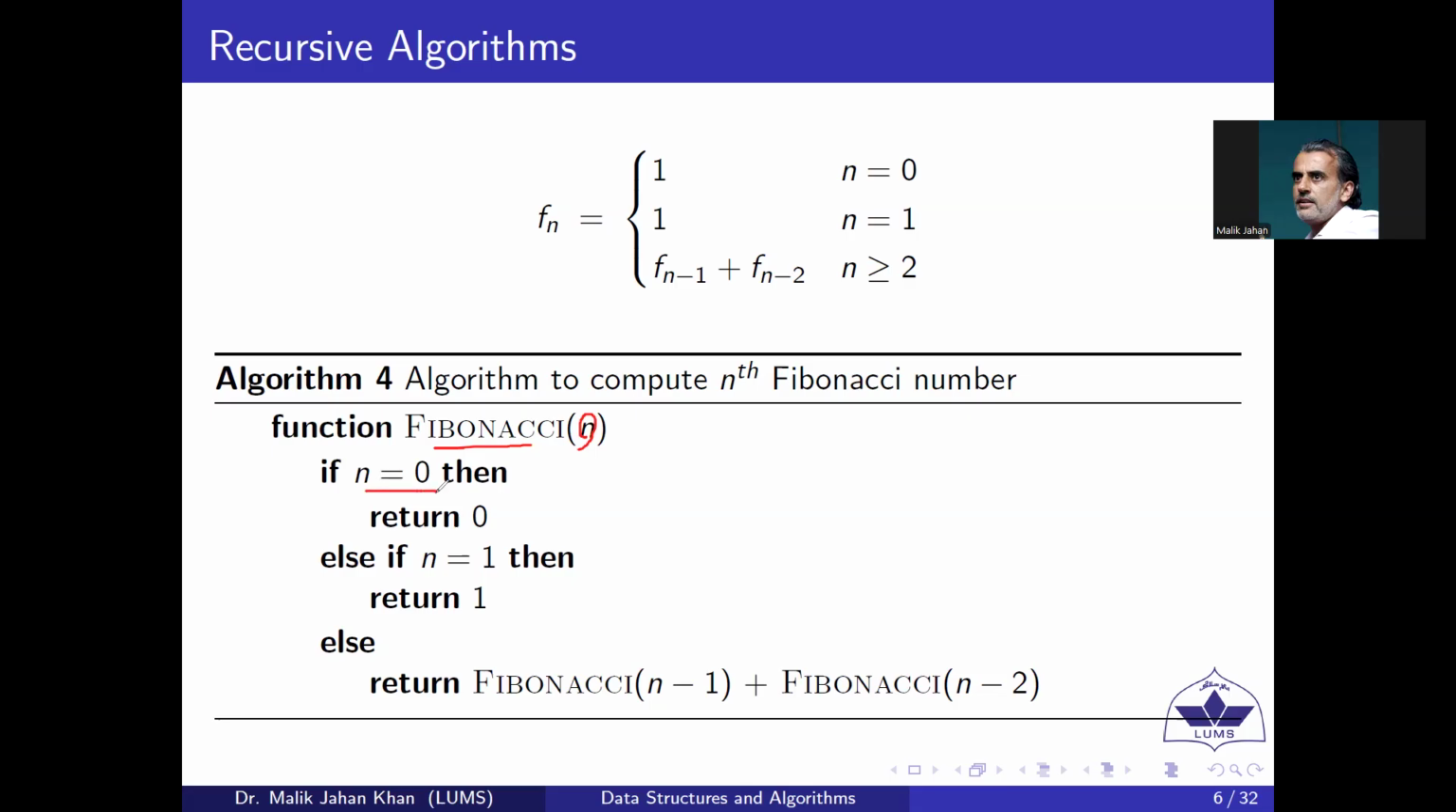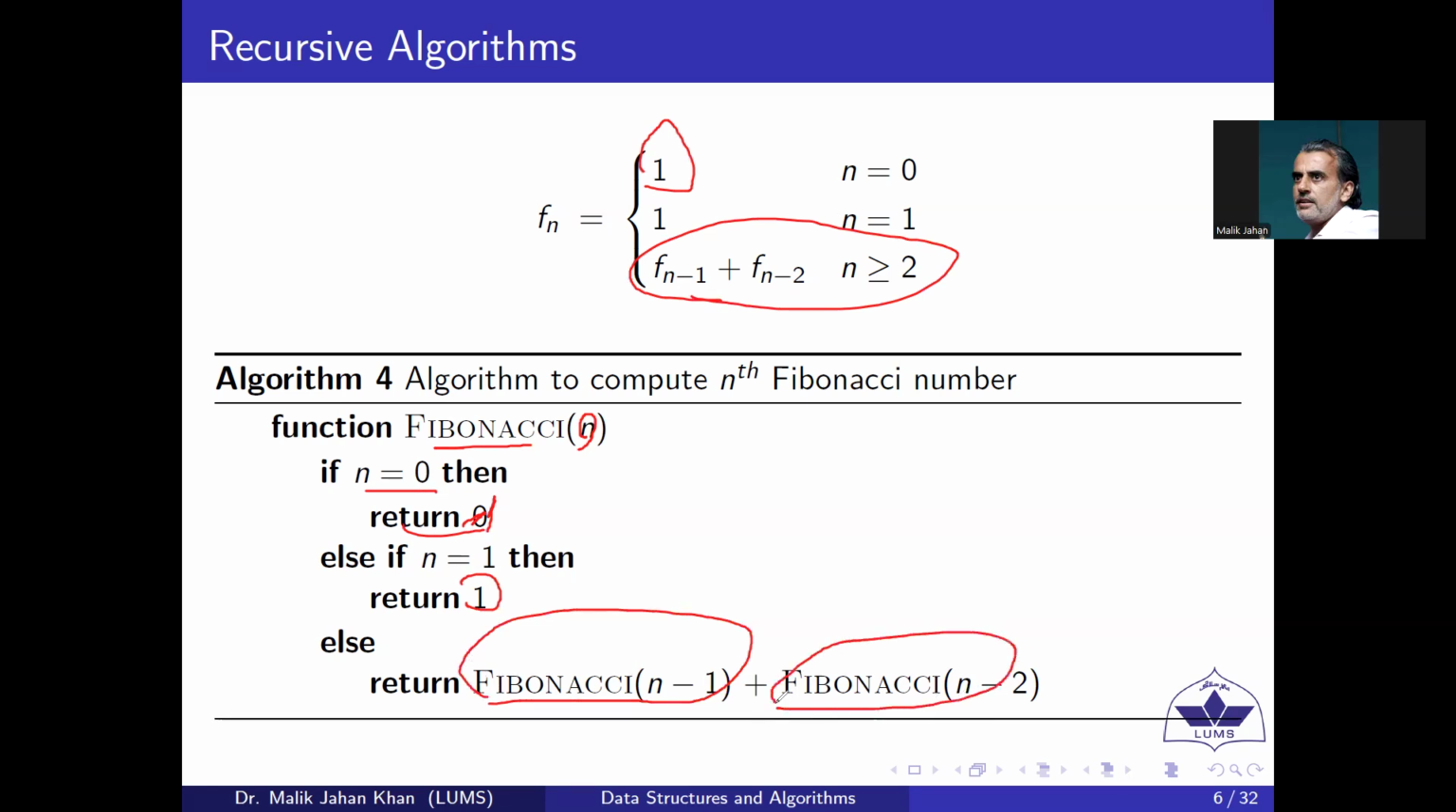So if n is 0, we return 0. It should be 1. This is a typo, because we just wrote in our math that if n is 0, this is 1. When n is 1, this is 1. For all other cases, which means the last line, that has to be Fibonacci of n minus 1, which is a function call, plus Fibonacci of n minus 2, which is another function call. Both of these function calls will return their respective Fibonacci numbers. Those will be added up and eventually returned to the place where this function was called from.